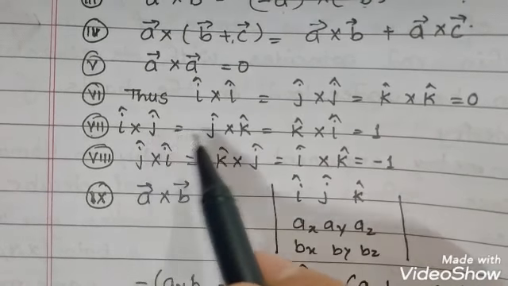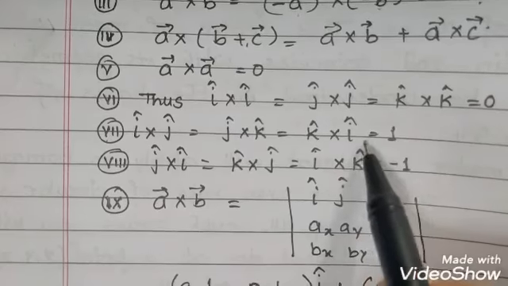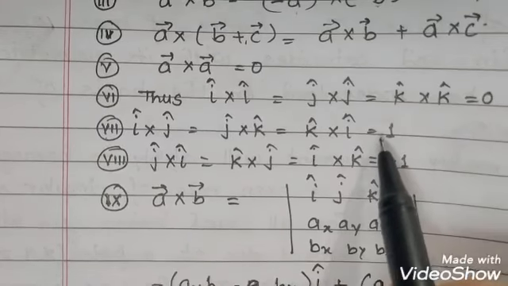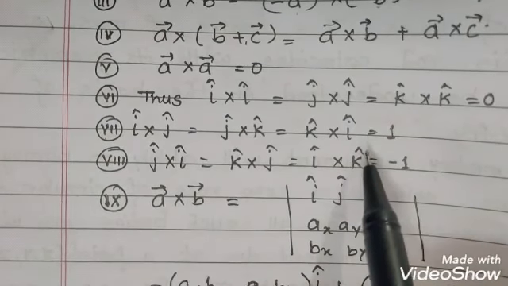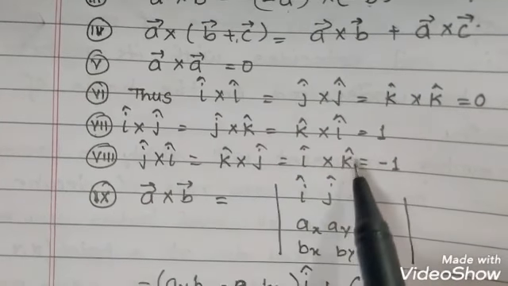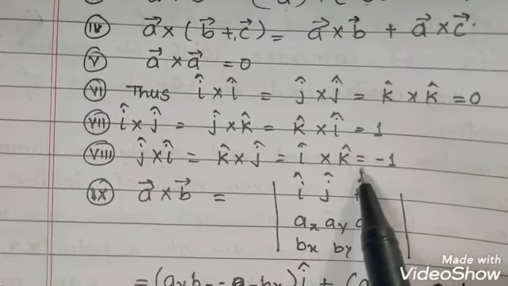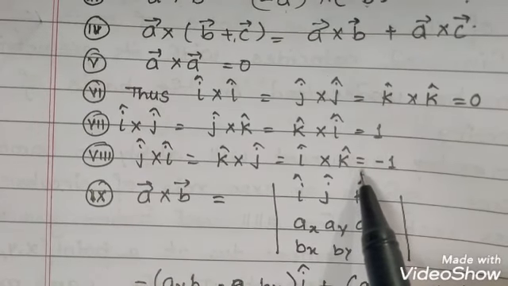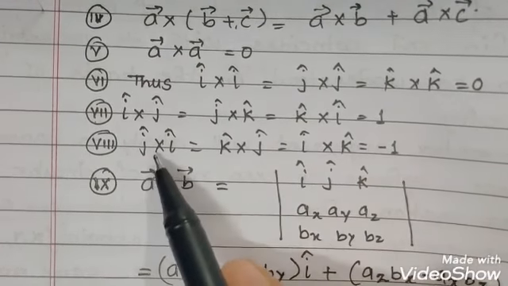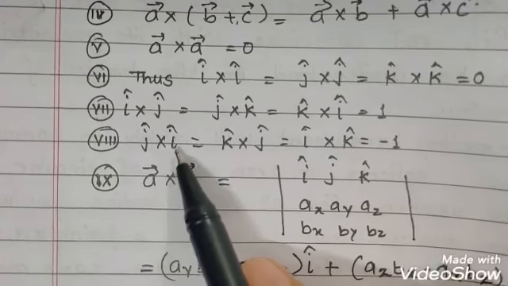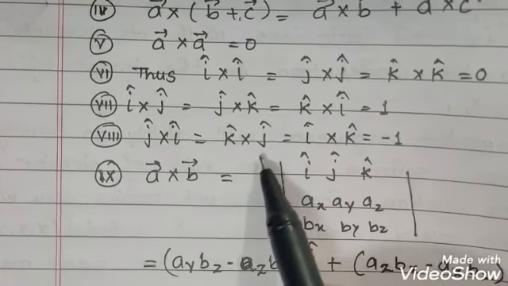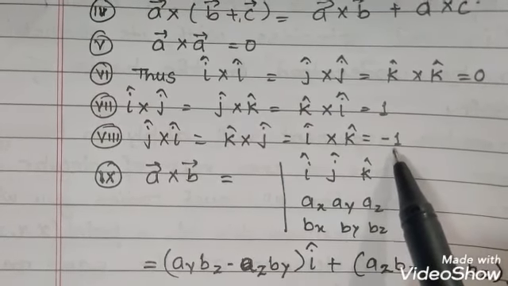So i cross j, j cross k, k cross i, all these cross products will be equal to 1. But if you change the order of this cross product, like j cross i, k cross j, and i cross k, just following the rule as we have taken a cross b equal to minus b cross a, here if i cross j is equal to 1, so obviously j cross i will be equal to minus 1. So the resultant of all these, j cross i, k cross j, i cross k, equals minus 1.